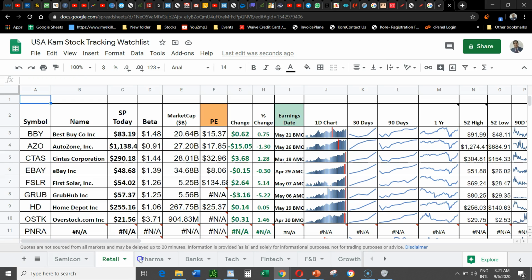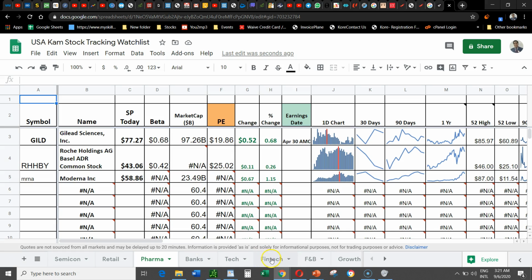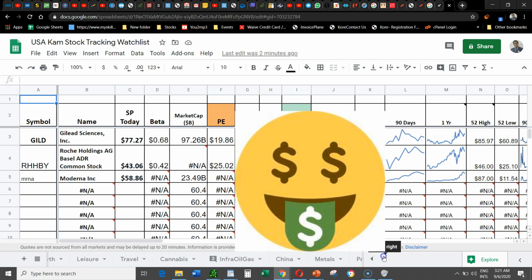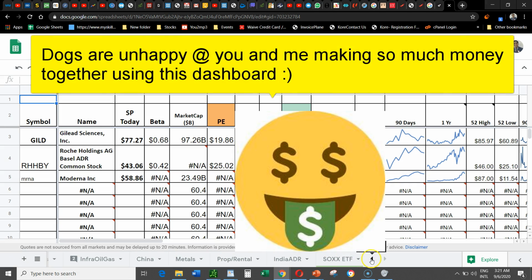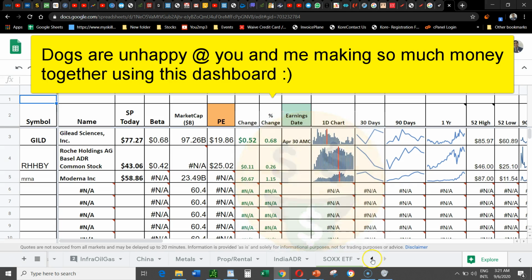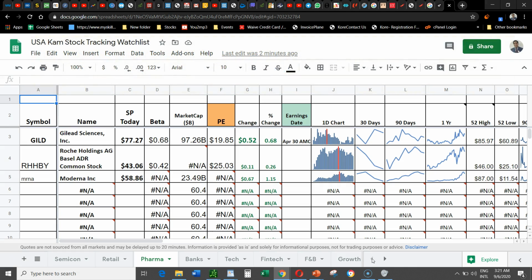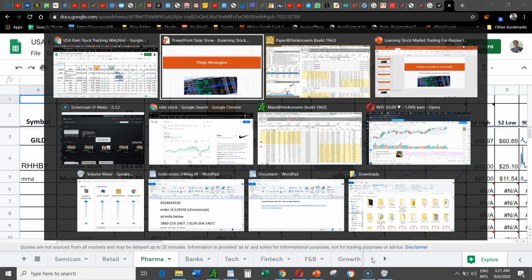These are retail, these are pharma, banks, tech, fintech, FNB, growth stocks, cannabis stocks, travel, leisure, infra, oil and gas, China, metals, property stocks, everything. I have actually pulled in a lot of work. I have actually already done a lot of work to create this and to program this entire sheet, to pull all this information from different sources, so that at one look I can manage this Excel sheet.